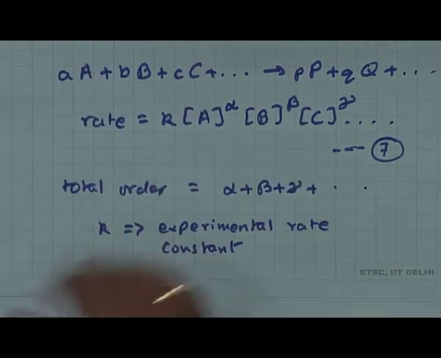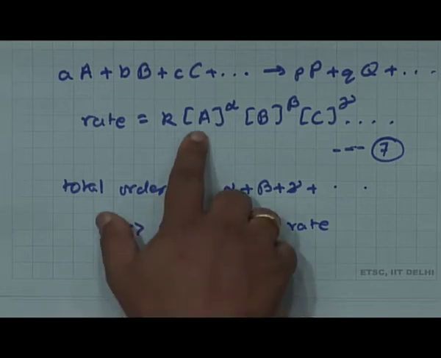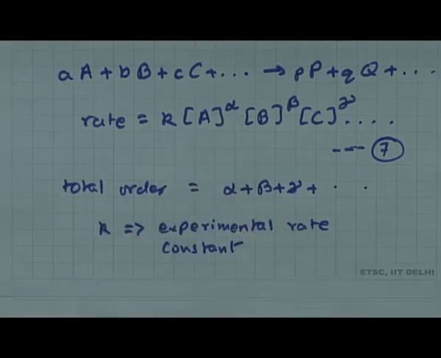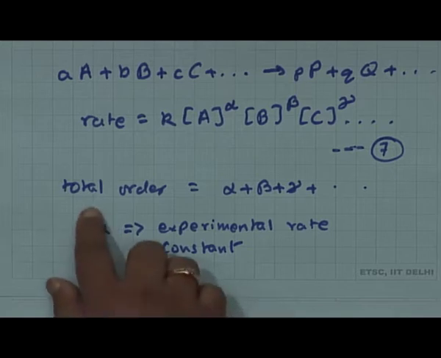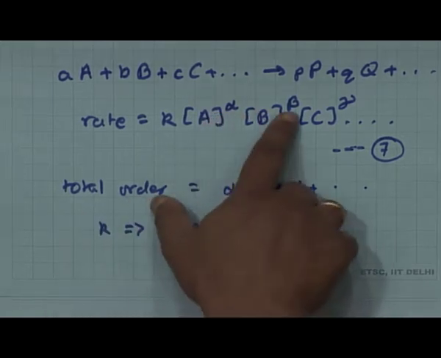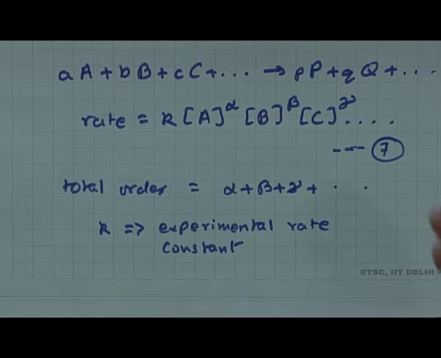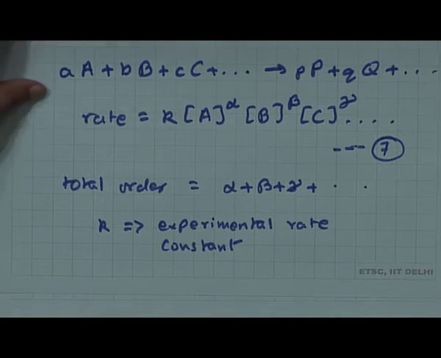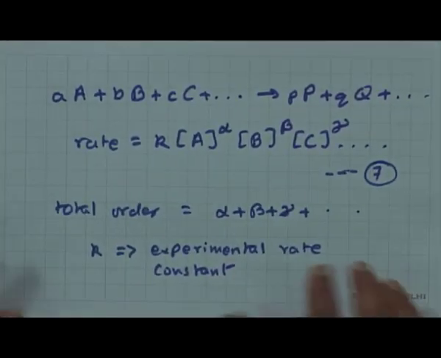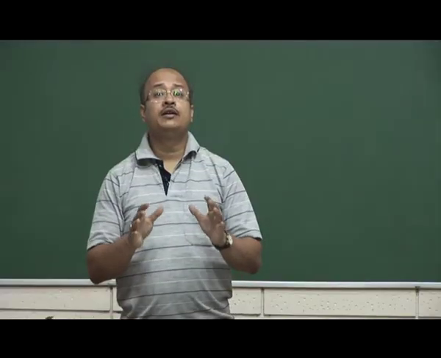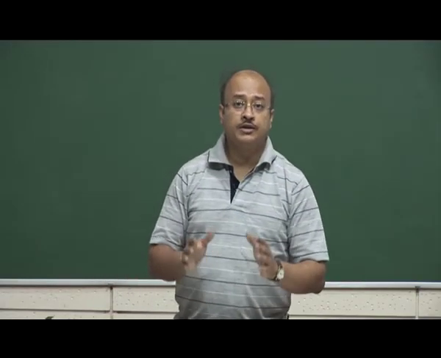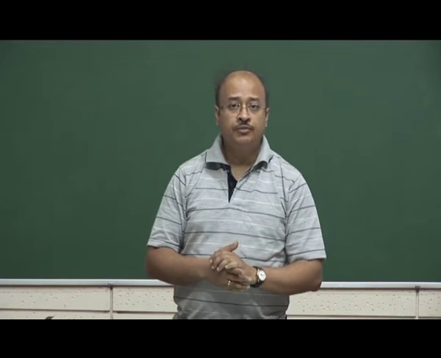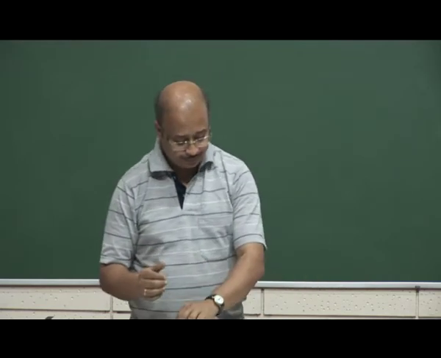If the rate expression is given like this, where the exponents show the nature of dependencies of the individual reactants for the rate, then the total order is given as a sum of the exponents, which is alpha plus beta plus gamma, and k being the experimental rate constant. So, before I move forward, this is a very general form of this rate expression, and being a general form it typically holds throughout.